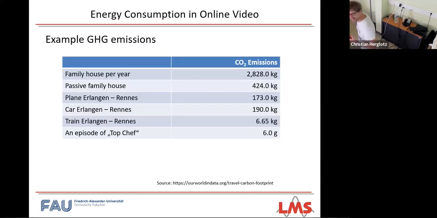And then finally, some examples of what we have in terms of CO2 emissions. It's always also nice to see.